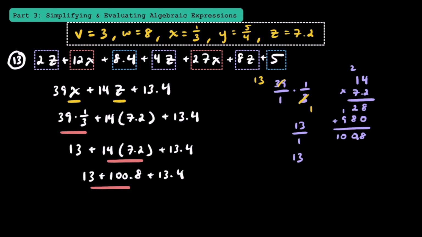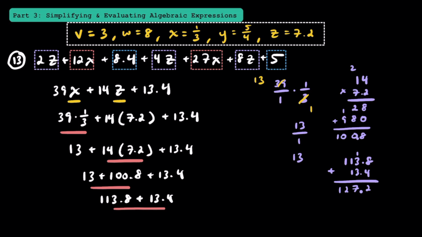Adding from left to right, 13 plus 100.8 is 113.8, plus 13.4. Now let's add these two decimals. When adding decimals, the decimal is going to come straight down. 8 plus 4 is going to be 12, carry the 1. 1 plus 3 plus 3 is 7. 1 plus 1 is 2, and we have a 1 here. The sum of these decimals is going to be 127.2. This is the value of this algebraic expression.